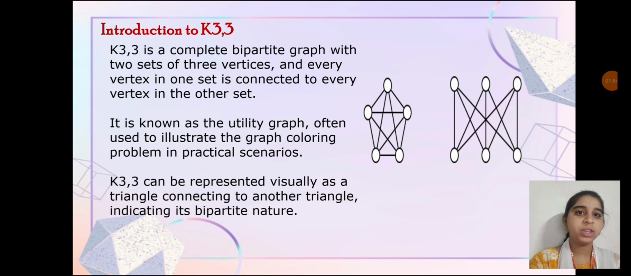Introduction to K33. K33 is a complete bipartite graph with 2 sets of 3 vertices, and every vertex in one set is connected to every vertex in another set. It is known as the utility graph, often used to illustrate the graph coloring problem in practical scenarios. K33 can be represented visually as a triangle connecting to another triangle, indicating its bipartite nature. Here we can see two examples. One triangle is connected to another triangle. So it indicates the bipartite nature.